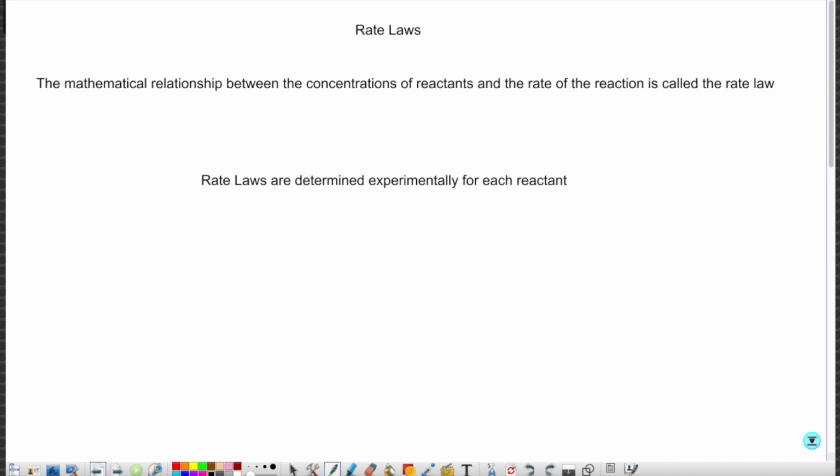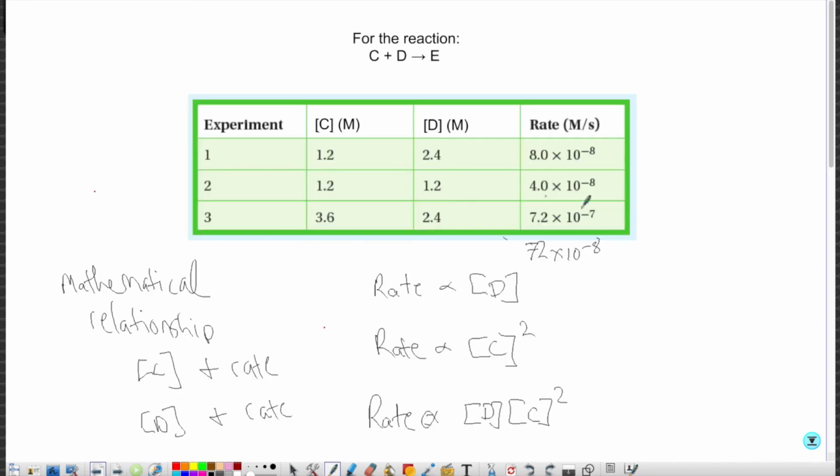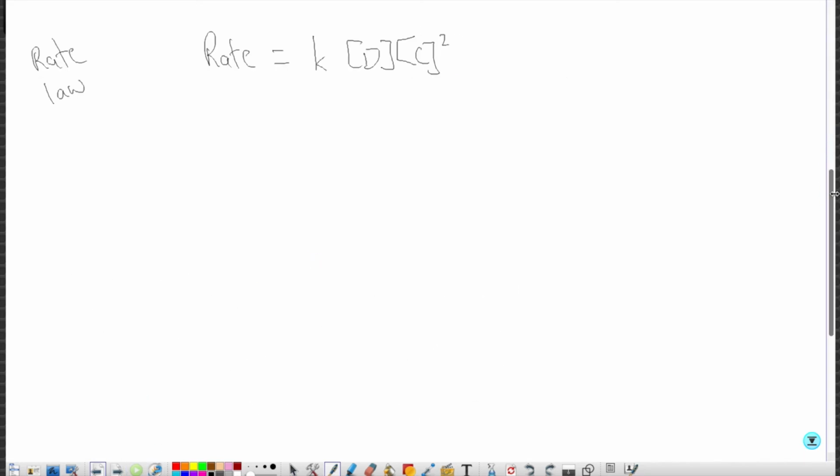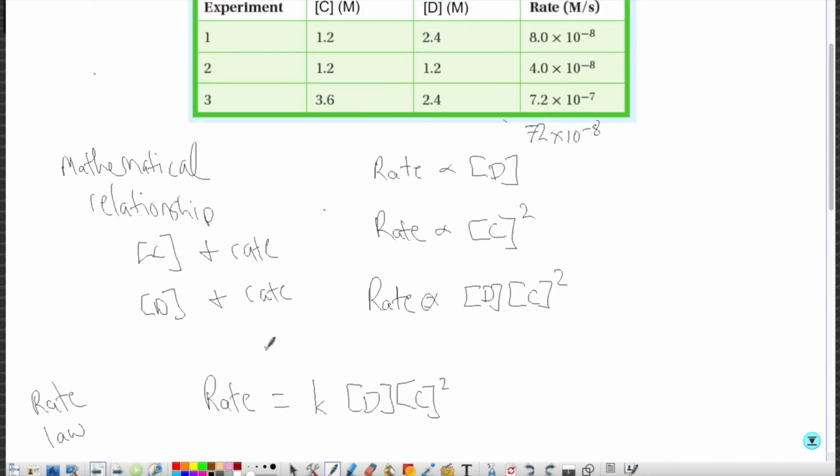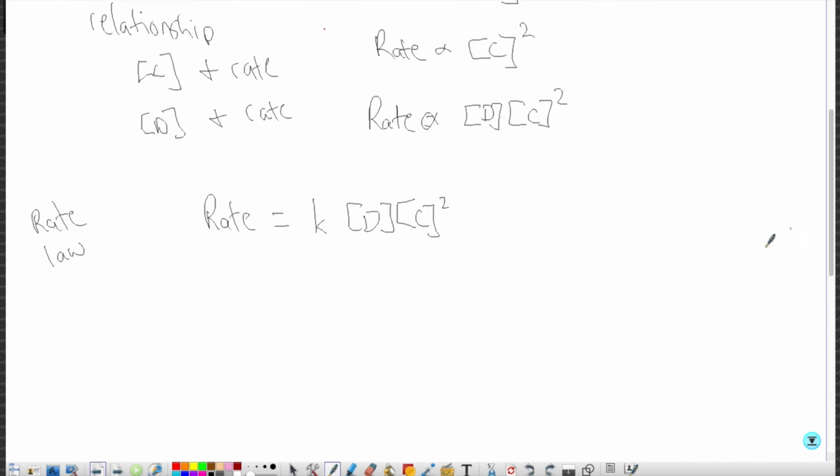Right? Because if we go back to the last slide, rate law is the mathematical relationship between concentrations of reactants and the rate of the reaction. That's what we have: a mathematical relationship between concentration of reactants and the rate. Now, when we describe these relationships, we use something called order. And order is really just a fancy way of saying power.